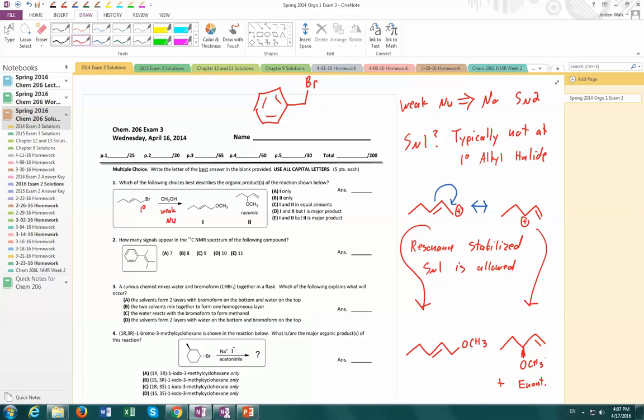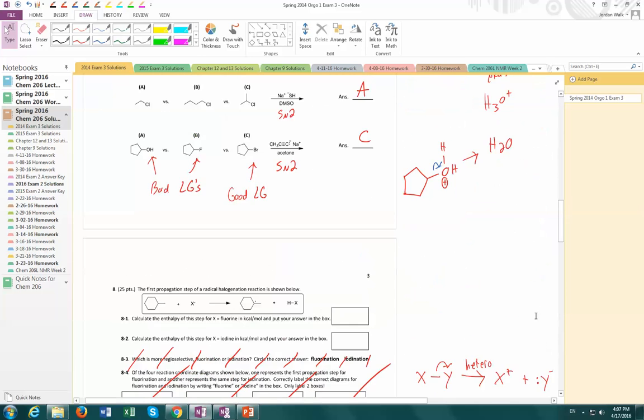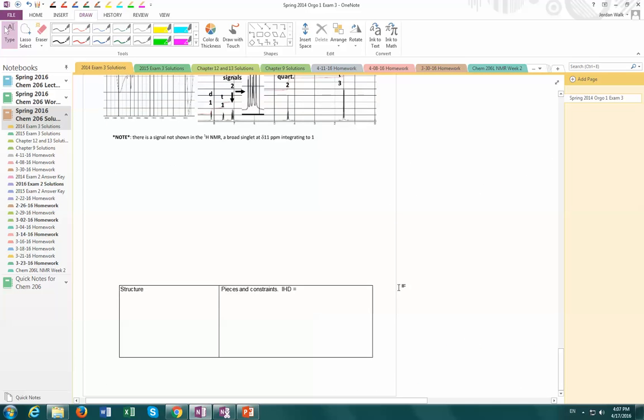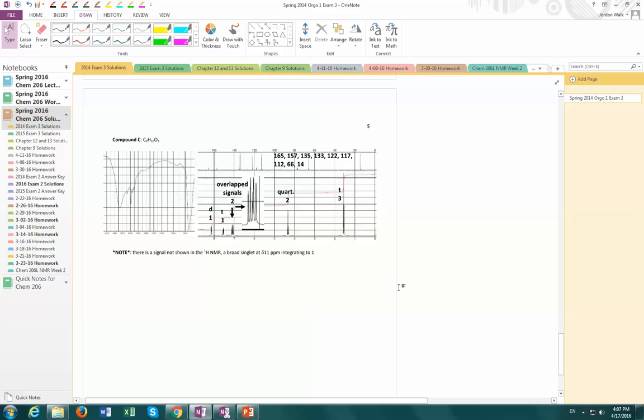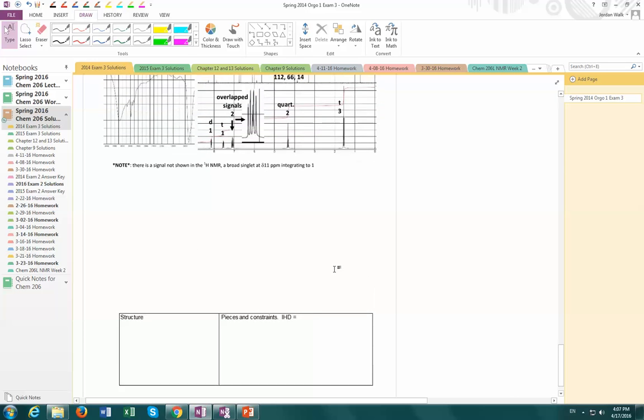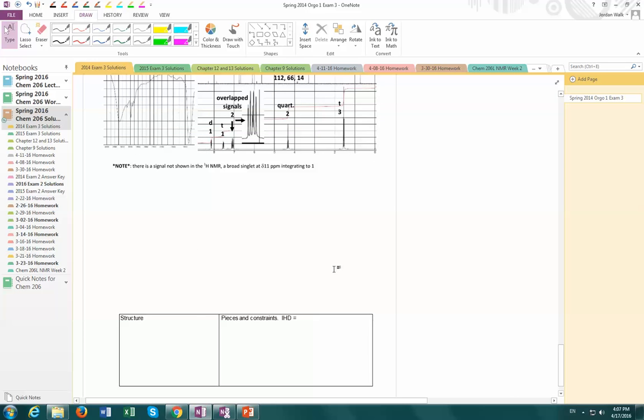Can you do the last problem on this exam? It's a spectroscopy. Yes. All right, so we're going to do some spectroscopy. The way I would start this out, and this is what your exam's going to look like, is you're going to have this clue box, and then that's your final answer box. The only answer that gets full credit is the correct product there, but you could also get lots of partial credit by having good stuff in the pieces and constraints box.